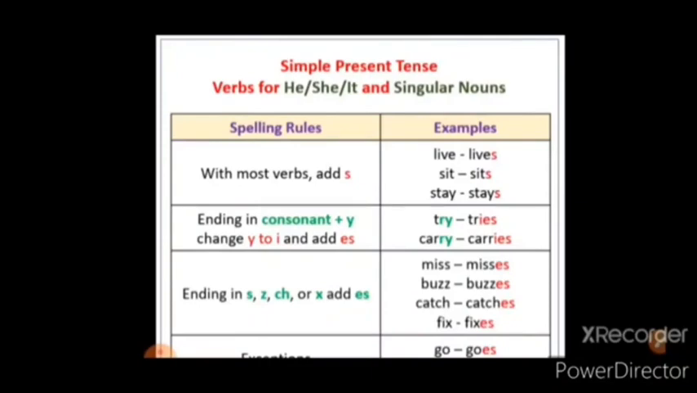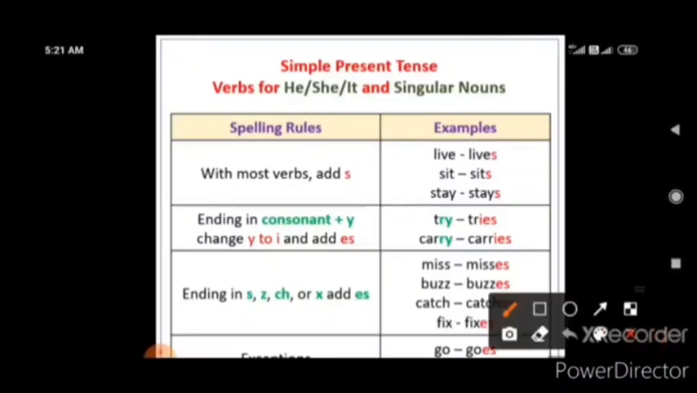I already told you in simple present tense we use two forms of verbs, be form verbs and main verbs. Be form verbs: am, is, are. If I come, use am. If he, she, it come, use is. If we, you, they come, use are. But if main verbs come, how to use? For he, she, it and singular noun, mostly we add s with verbs. Example: live, lives, sit, sits, stay, stays, come, comes.